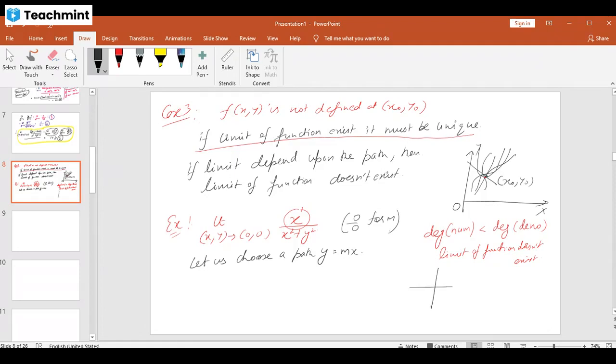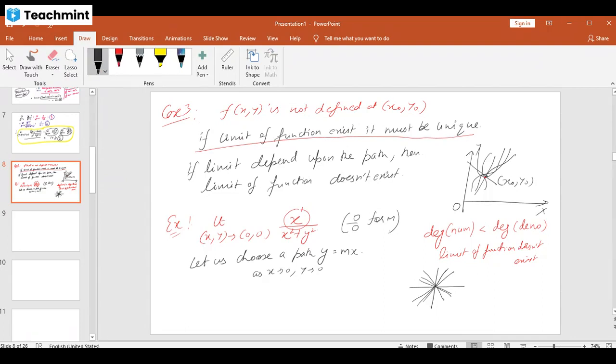What is the meaning of y equal to mx? y equal to mx means y equal to x, y equal to 2x, y equal to 3x, y equal to minus x, y equal to minus 2x. It simply represents a class of straight lines which pass through the origin, and every line contains the neighborhood of the point (0, 0), because as x approaches 0, y also approaches 0. So if we choose this particular path containing the neighborhood of the point (0, 0), what will happen in that case?